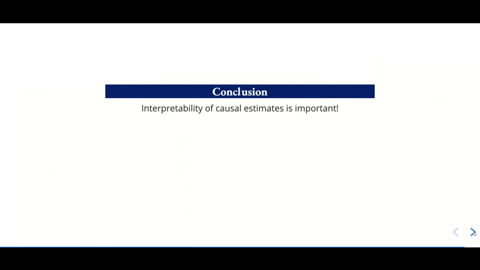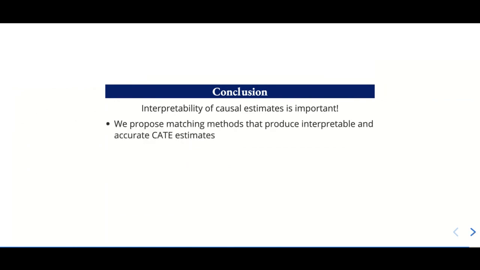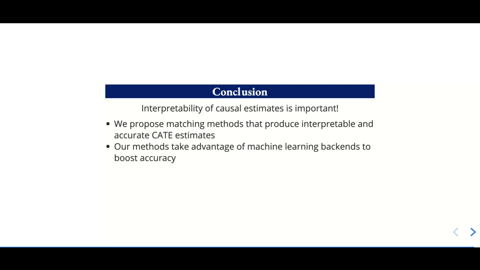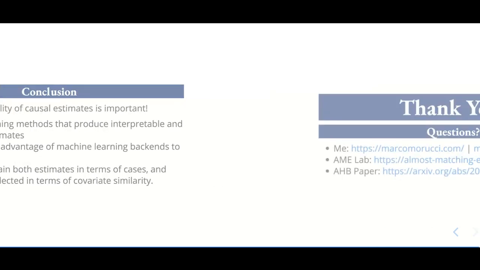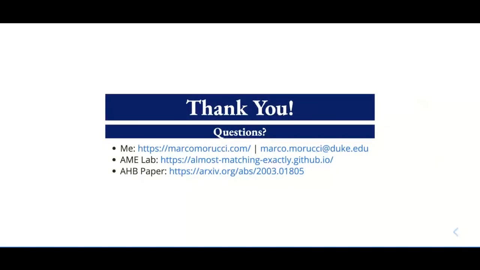So that's pretty much it. In conclusion, I hope to have argued that interpretability of causal estimates is indeed important. And I hope that I have showed you that we can indeed use machine learning to produce interpretable and accurate treatment effects via matching. And that our estimates are very richly explainable in terms of both the cases and in terms of covariate similarity. And thank you so much. And if you have any questions, I am very happy to take them.